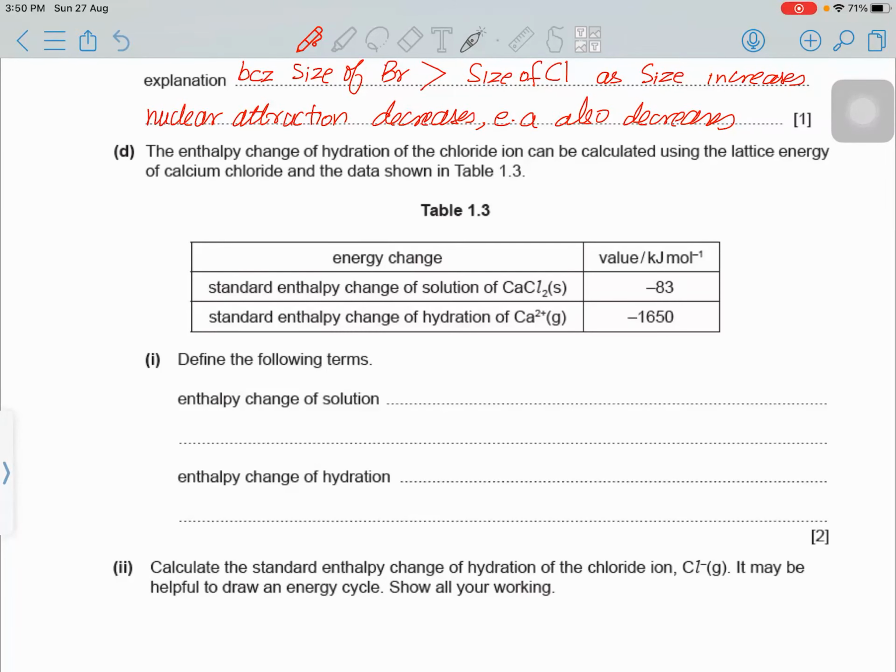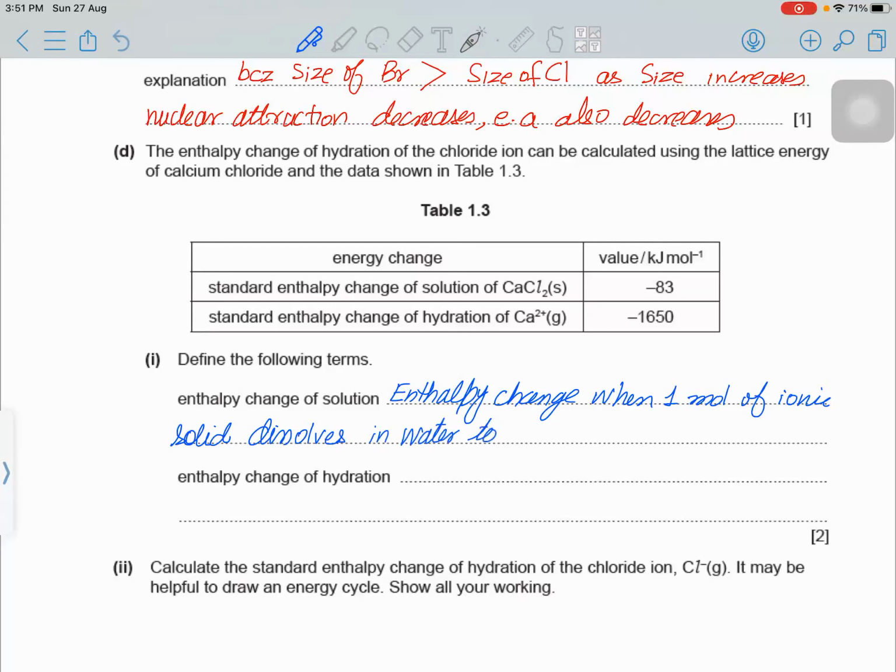Now, solution. Enthalpy change when 1 mole of ionic solid dissolves in water to form aqueous ions.